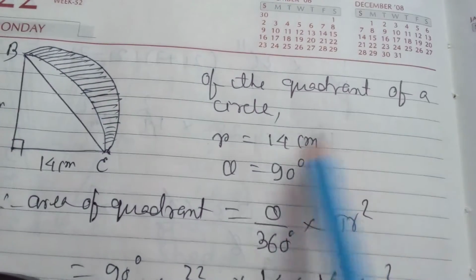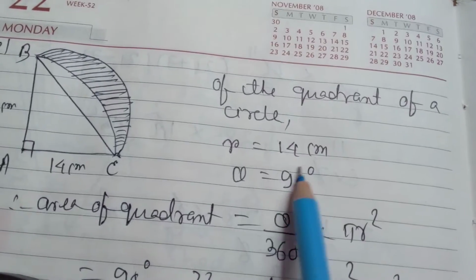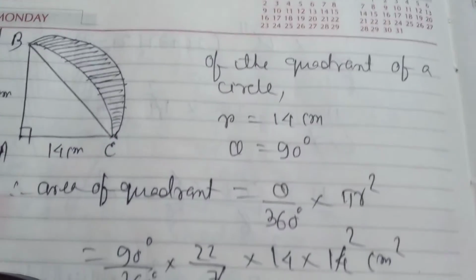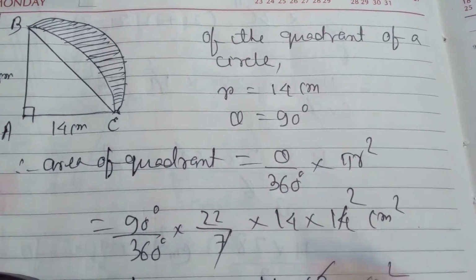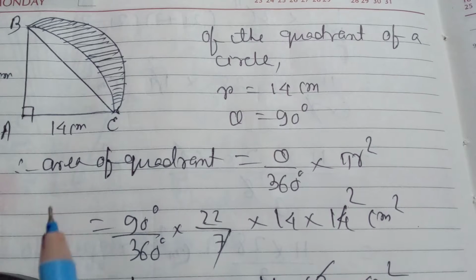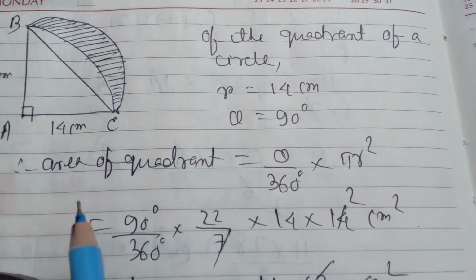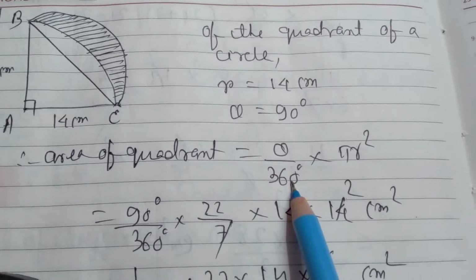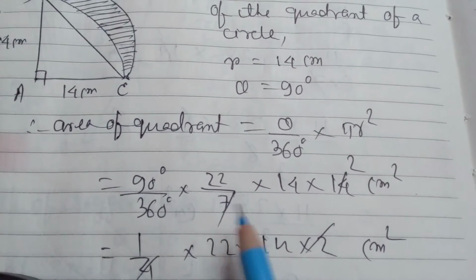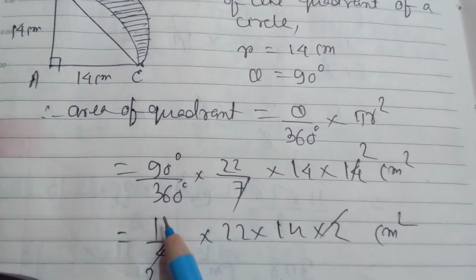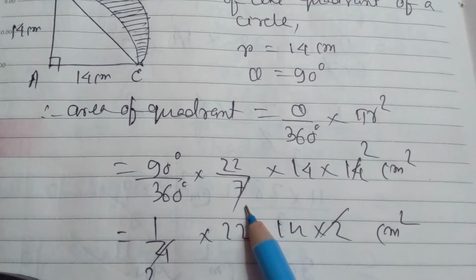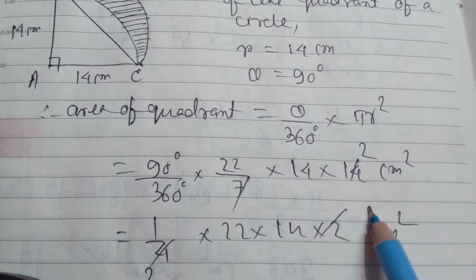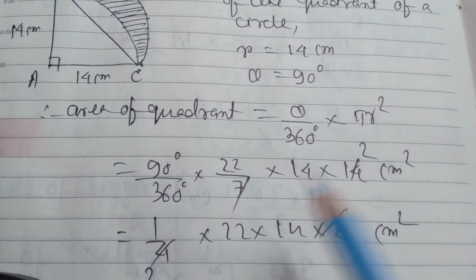Of the quadrant of a circle, radius is 14 centimeter and theta is 90, because a quadrant is 1/4 of a circle. So area of the quadrant is theta by 360 into pi r square. So 90 by 360 into 22 by 7 into 14 into 14 centimeter square.